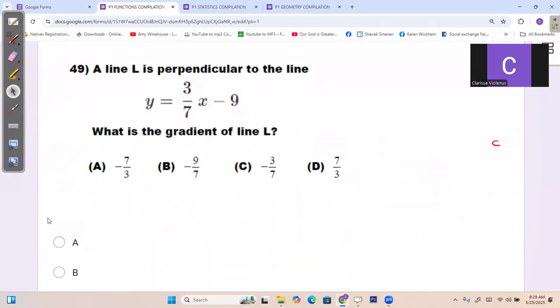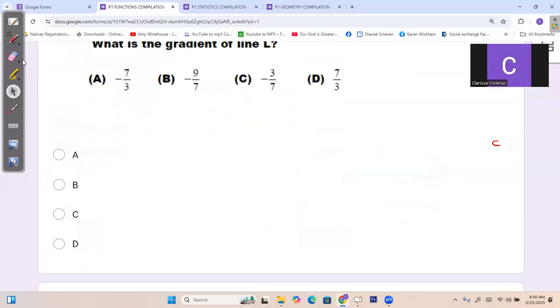The line is perpendicular to the gradient of L. If it's perpendicular, there is nothing in front of the y, so we don't need to transpose it. It looks like y equals mx plus c. So here the gradient is 3/7. Because it's perpendicular, it's going to be the negative inverse. So we flip it to 7/3, but it has to be negative. So it's negative 7/3, which is A.